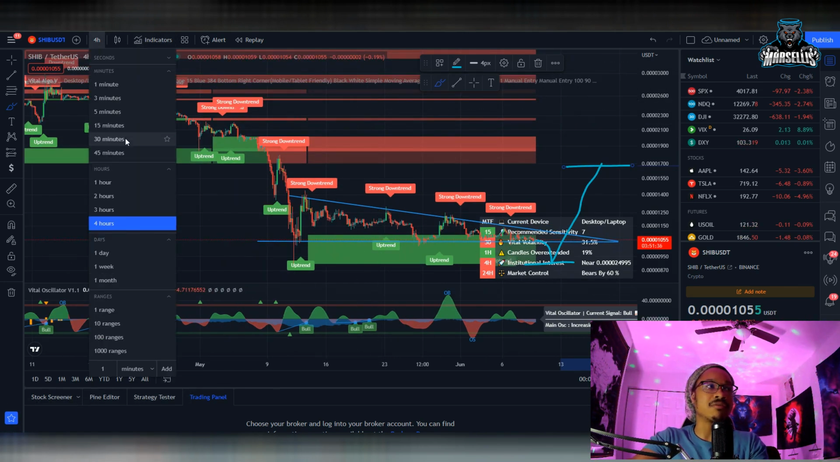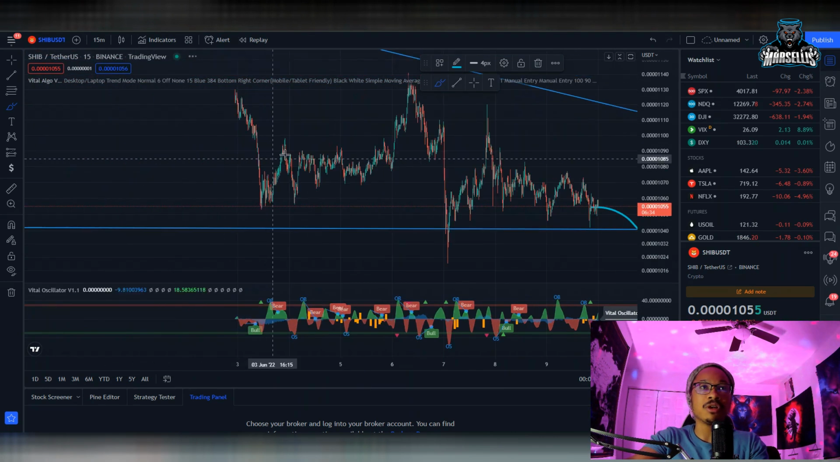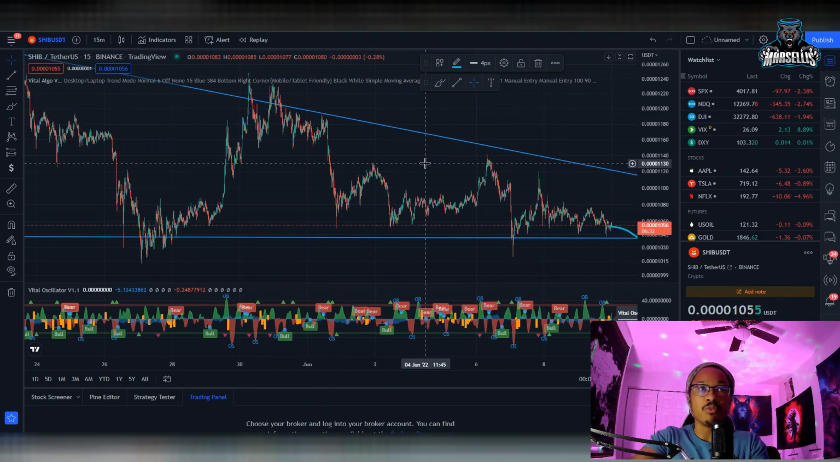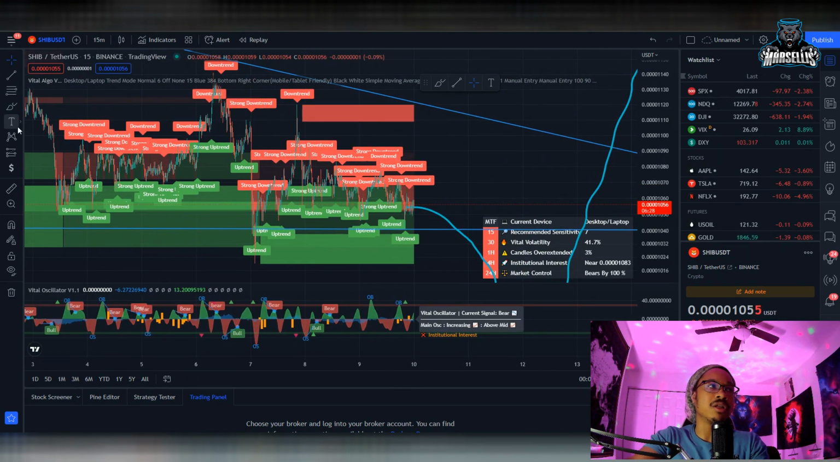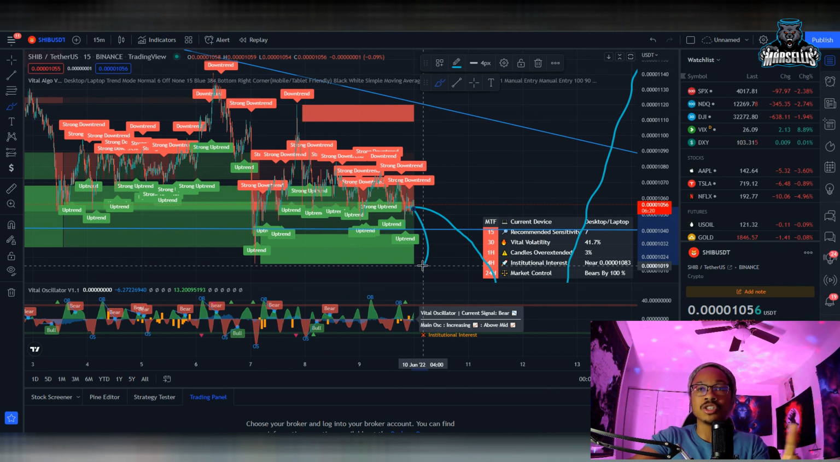Even looking at the 15-minute chart, if you want to know the super short term of what's about to happen to Shiba Inu, we are inside this descending triangle and we're at a bad area in it. We're literally at the bottom of the descending triangle. The next area for Shiba Inu to go is 0.0001019.